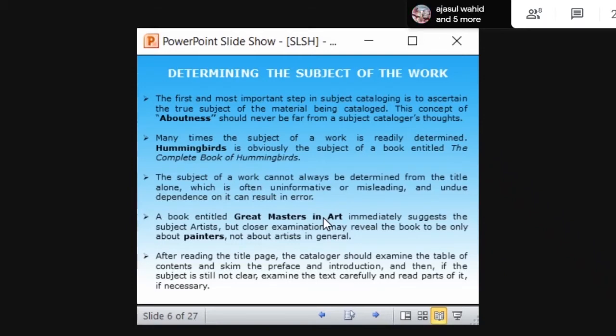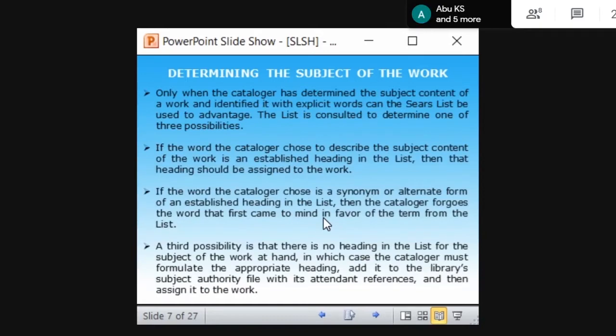Similarly, in certain books you can get the subject from the title alone, but in certain resources you cannot. So you have to decide what the book is talking about. This factor is called aboutness. So aboutness is the first and important step.